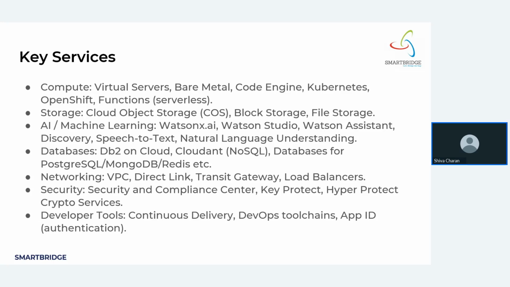Okay, and the next one is AI and machine learning. So what is it saying? In machine learning or AI, they also offer services, and those services are called Watson X AI, Watson Studio, Watson Assistant, Watson Discovery, Speech to Text, Natural Language Understanding. So these are all the various areas where IBM is able to offer machine learning and AI services.